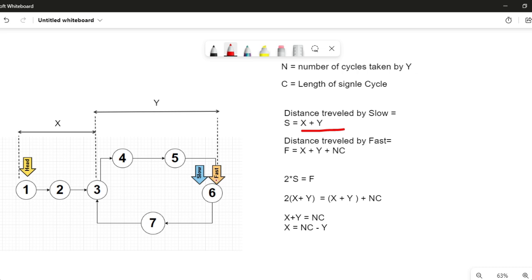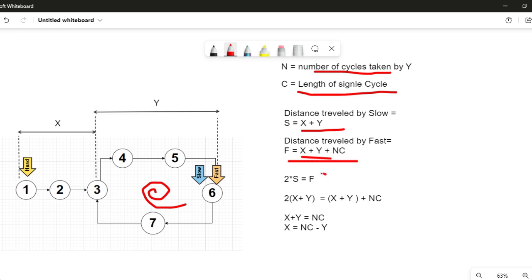And the distance traveled by the fast pointer would be similar, x plus y plus adding the certain number of rounds it must have taken to complete the cycle. As we have seen, it may meet in the first cycle in some cases, but in most cases it will have to run through the length of the cycle. So let us consider the length of the cycle is c, and n is the number of cycles taken. So the distance traveled by the fast would be x plus y plus nc.